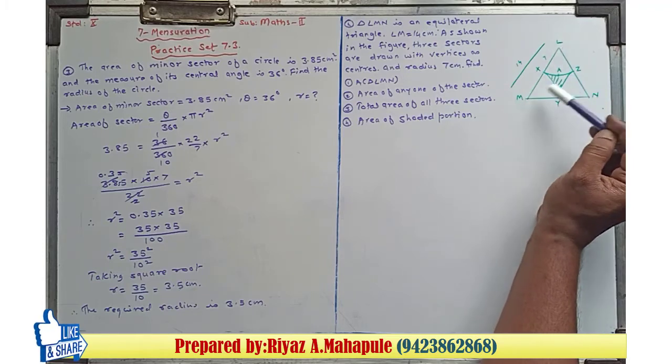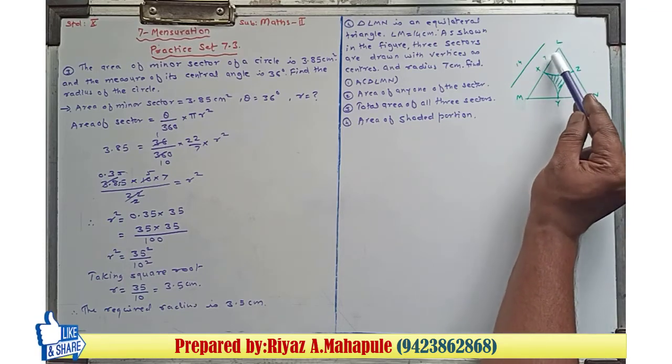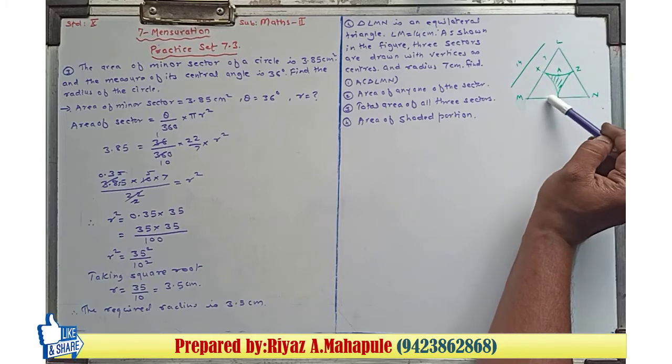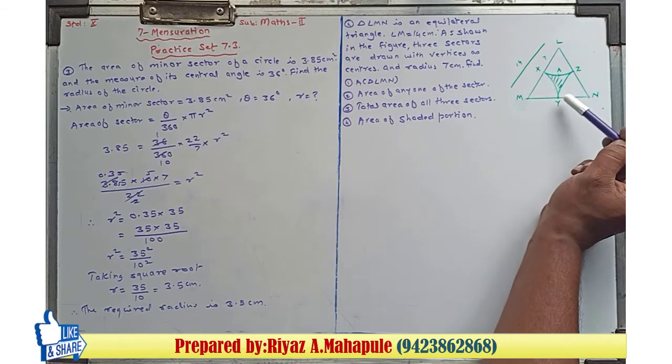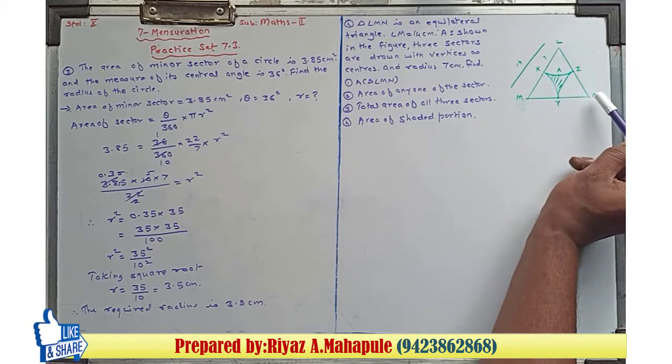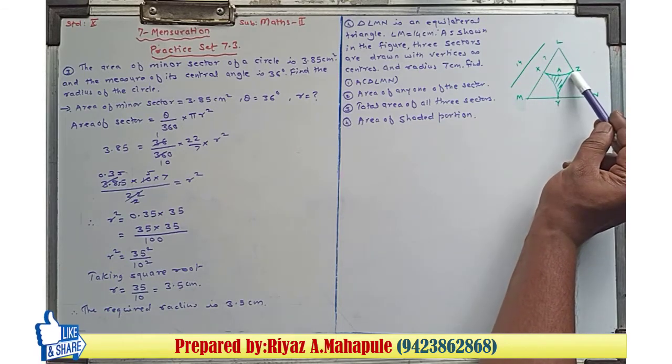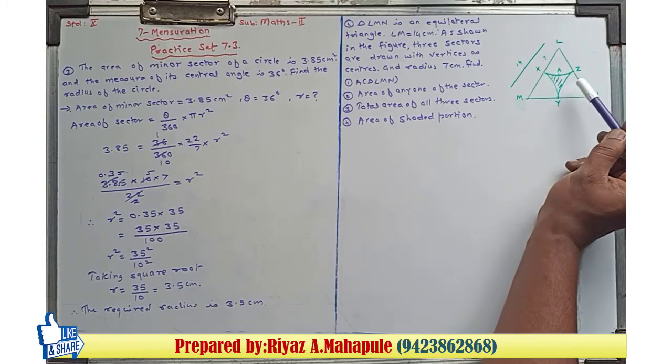The vertices of the triangle we consider as centers, and three sectors are drawn here. L, X, Z, this is one. This is M, X, Y. This is second, and N, Y, Z. Okay. Such three sectors are there.